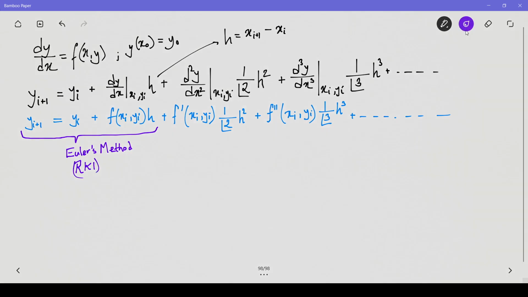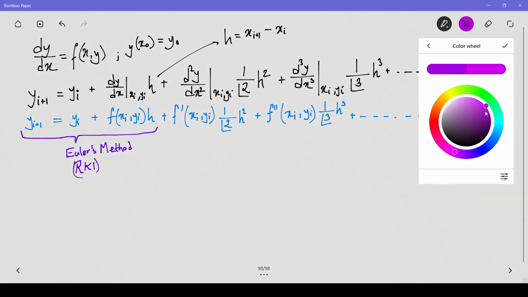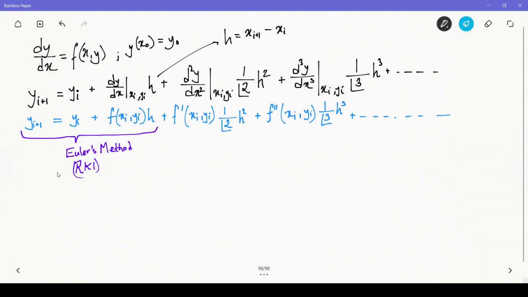Fine. So now how do we come up with the formula for the RK2 method? What we'll do is we'll take the first three terms of the Taylor series, which means we'll take y sub i. We'll also take the second term f of xi comma yi times h, and the third term f prime of xi, yi times 1 by 2 factorial times h square. Fine. So if you take these first three terms of the Taylor series, what you end up with is the formula for the RK2 method.